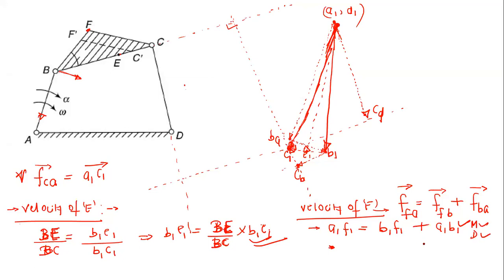Now come to this B1 F1. This B1 F1 is the acceleration of F relative to B. Again, it will have two components. So what are those two components? Can anyone tell what those two components will be? How to write it? Write it down.